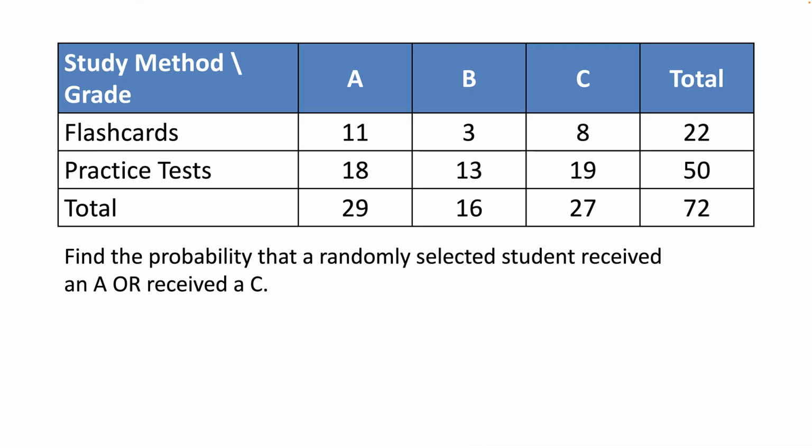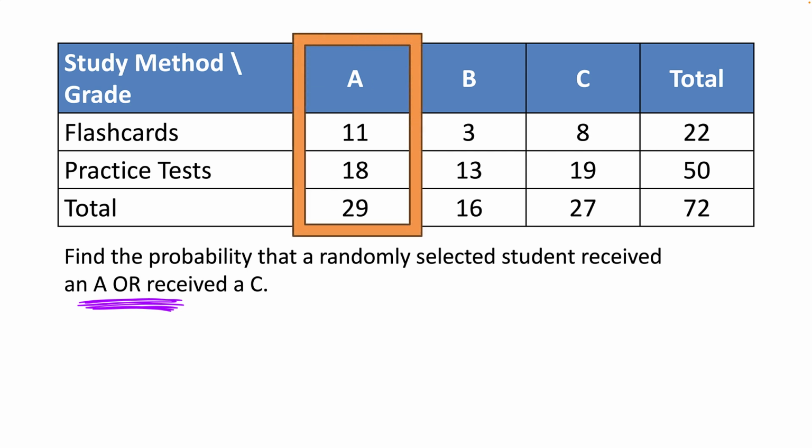Here's our first example. Let's find the probability that a randomly selected student received an A or received a C. As soon as we see that phrase or connecting the two events, we're thinking we need to use the addition rule for probability. Before we can use the addition rule, we need to determine if these events are mutually exclusive or are not mutually exclusive. Let's find where these events are located in the table.